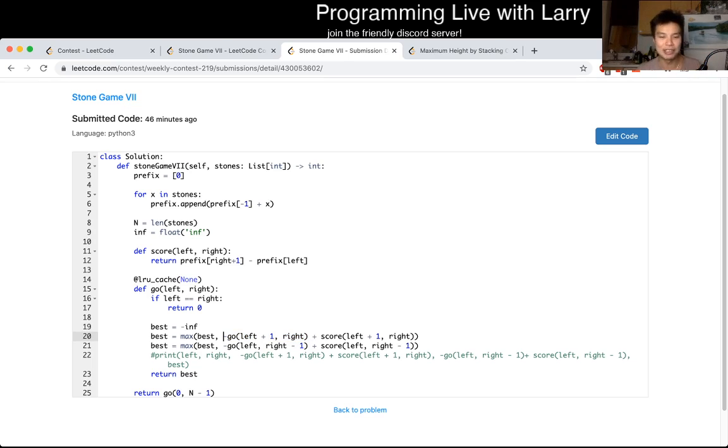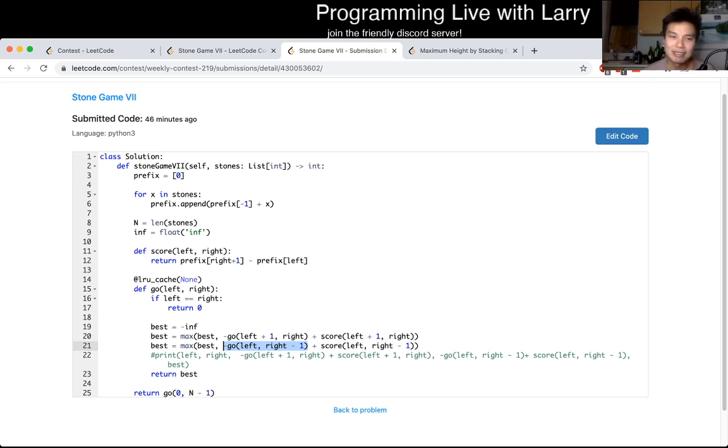And then the other move that you can do is removing the rightmost stone. And when you remove the rightmost stone, your score, of course, is the entire array except for the rightmost stone that you just removed. And then Bob now gets to play that sub game. So that's basically the entire problem.